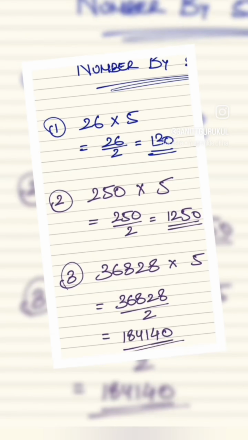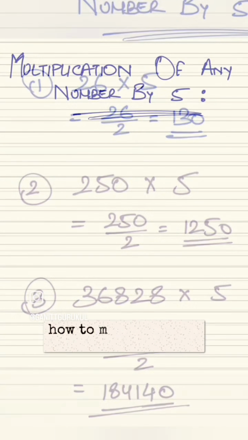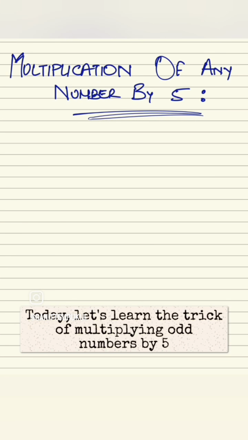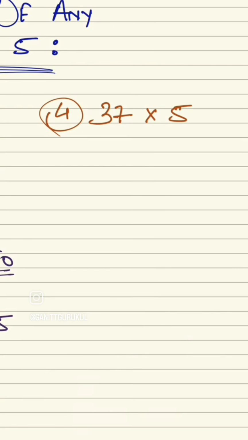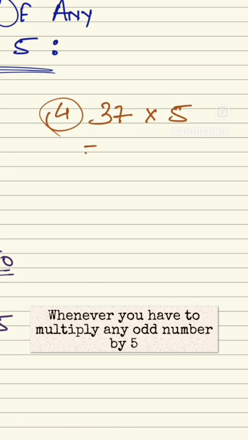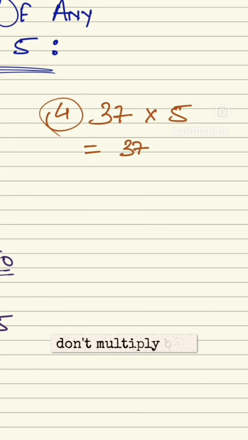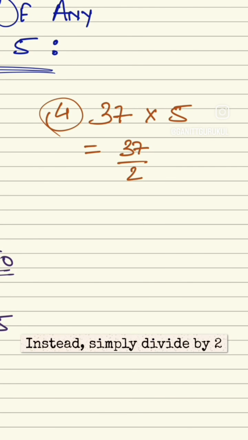Yesterday we learned how to multiply even numbers by 5. Today let's learn the trick of multiplying odd numbers by 5. Here's the trick. Whenever you have to multiply any odd number by 5, don't multiply by 5. Instead, simply divide by 2.